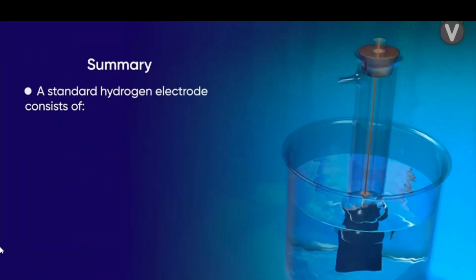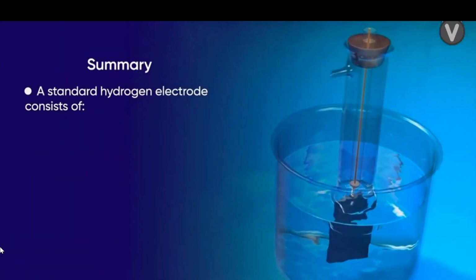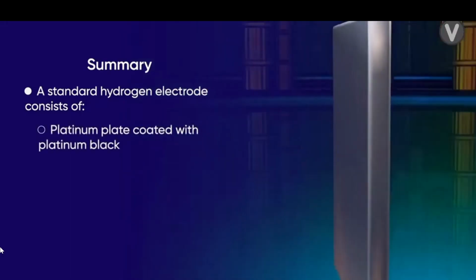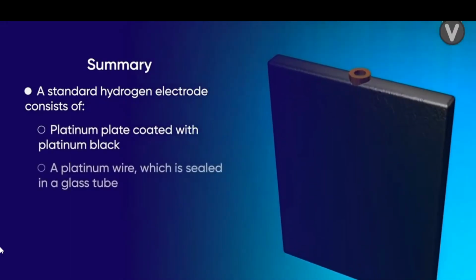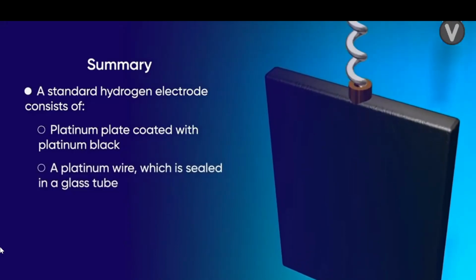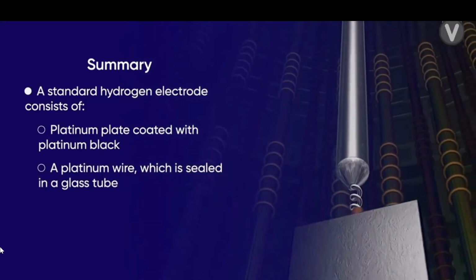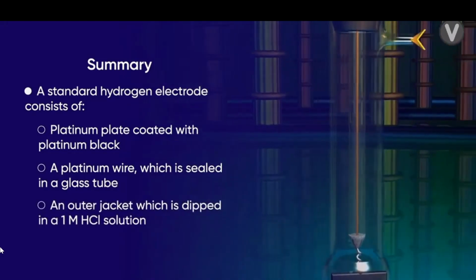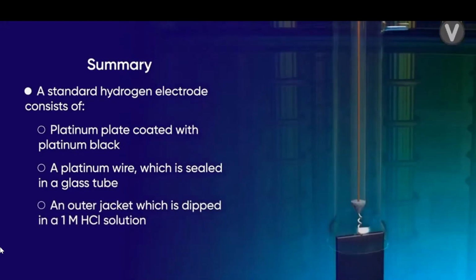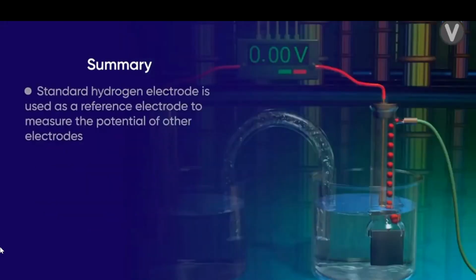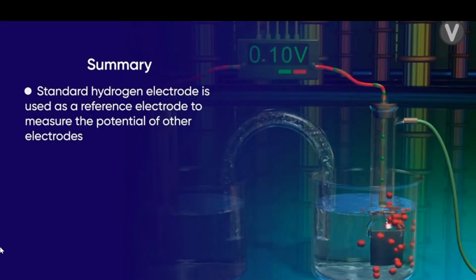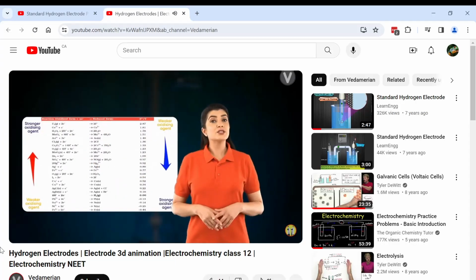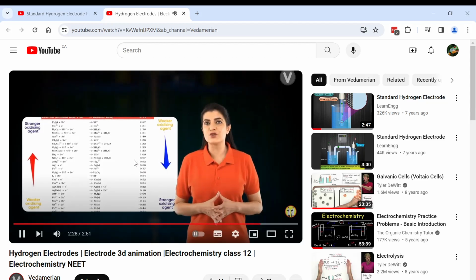To summarize, we have learned a standard hydrogen electrode consists of a platinum plate coated with platinum black. The platinum plate is connected to a platinum wire which is sealed in a glass tube. This tube is covered with an outer jacket which is dipped in a 1 molar HCl solution, and how it can be used as a reference electrode to measure the potential of other electrodes. Okay, So the standard hydrogen electrode. we're just going to stop her there because I think we've gotten all we can get out of that one.